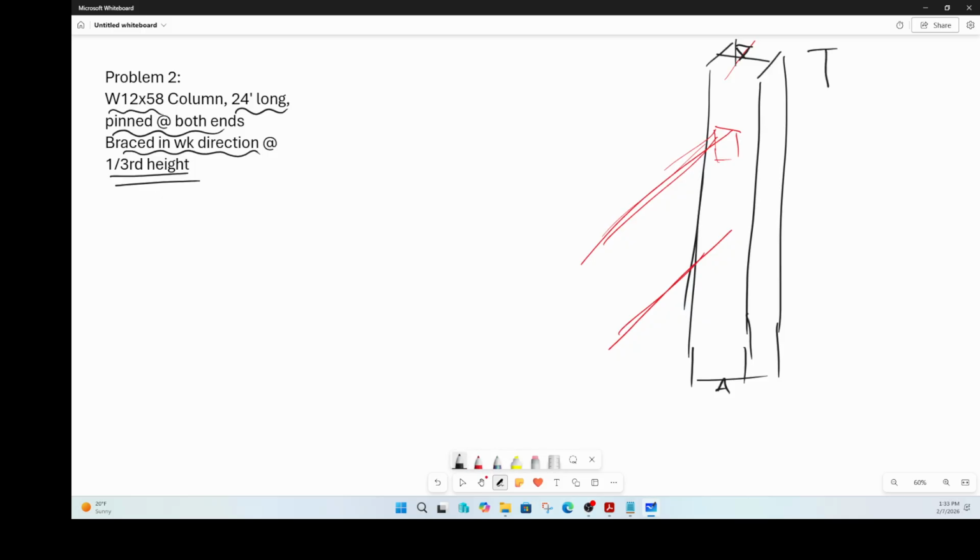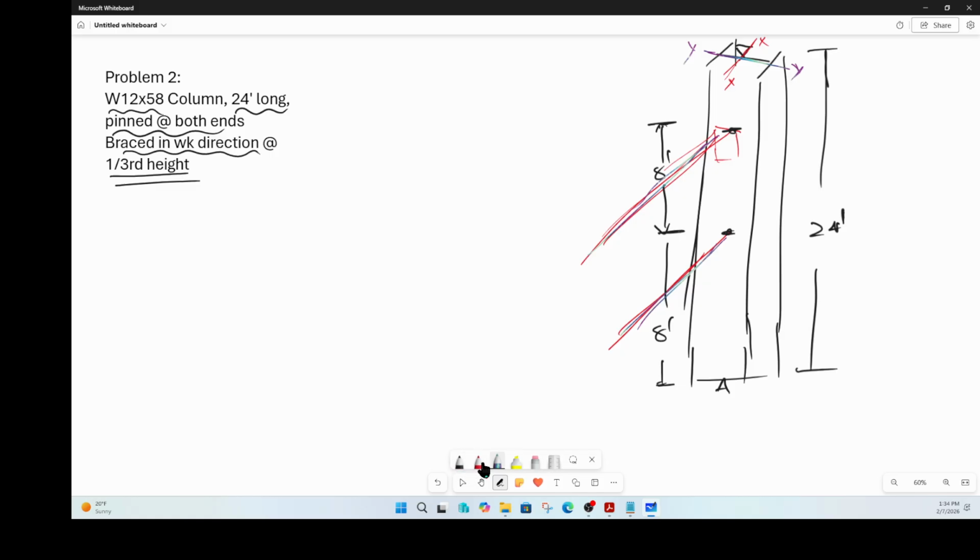So that means this height from here to here is your 24 feet, whereas because it is braced at every 1/3, that height from here to here is 24 divided by 3, which is 8 feet. So from here to here is 8 feet, from here to there is another 8 feet. Again, this is the strong direction, the strong axis XX. And that line there is the weak direction, which is YY. And in the weak direction, we have these braces.